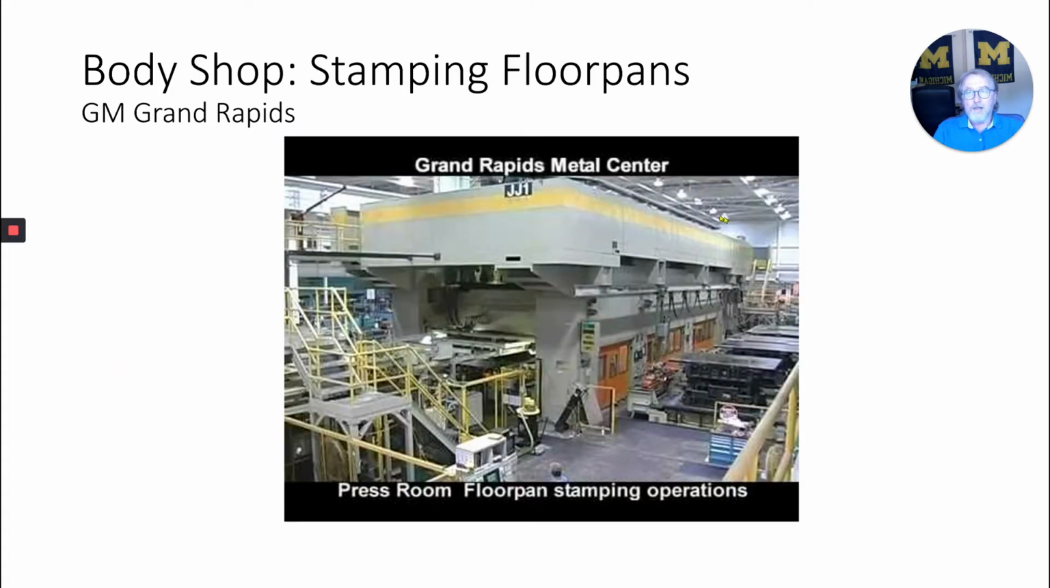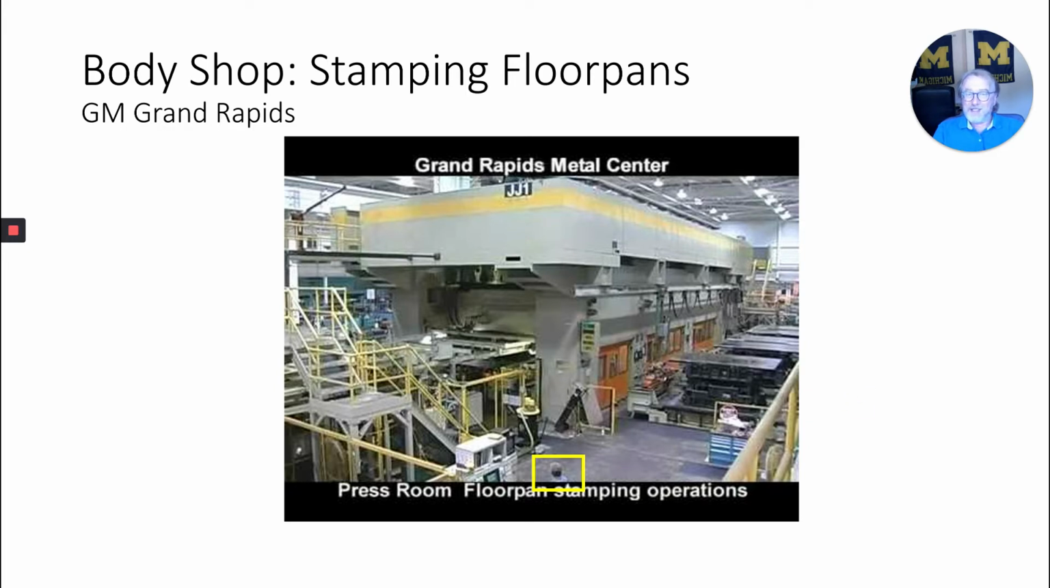Here is an example of a body shop in the GM Grand Rapids plant, and they're making floor pans. That's the bottom of the chassis, which holds everything together. A very critical component for both crash worthiness and things like noise, vibration, harshness, and ride and handling. It's a huge capital investment, an extremely expensive piece of machinery. Another thing you'll notice is that nobody's there, except for this one fellow. So very, very few people in the body shop.